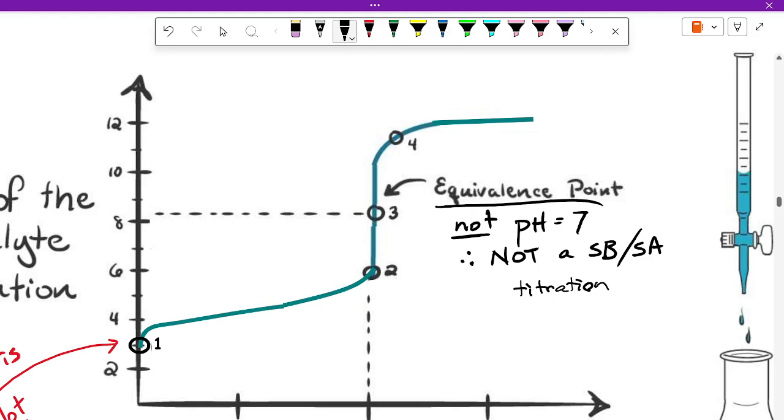And the pH is greater than 7. And that tells you what two things you're titrating. You're titrating a strong base with a weak acid. Okay, there we go.